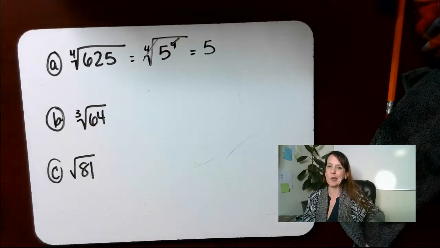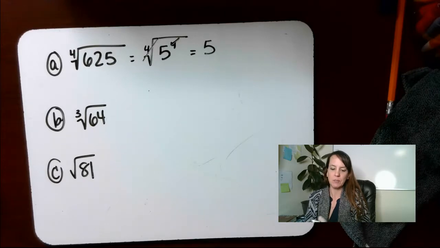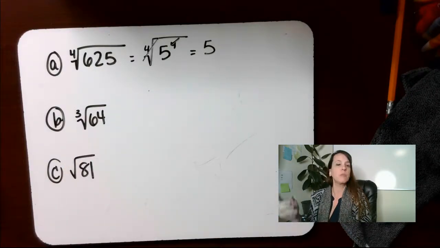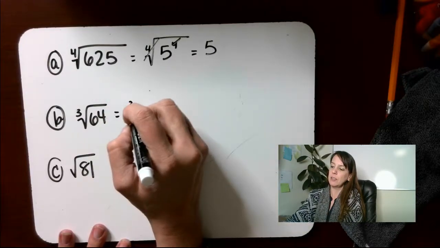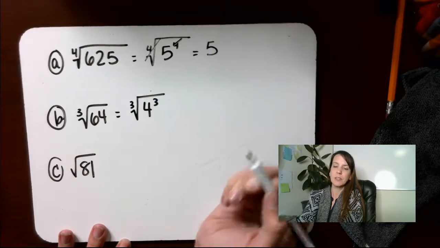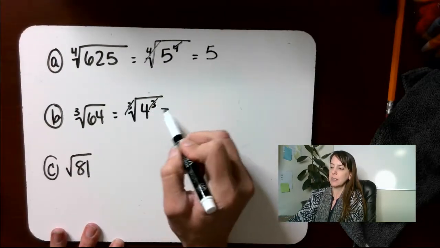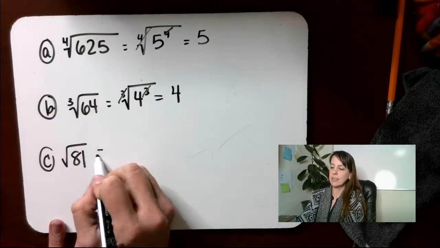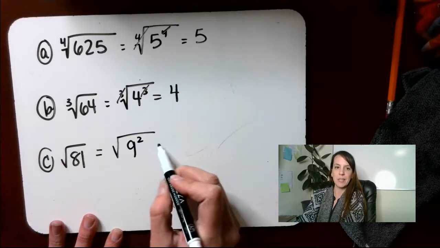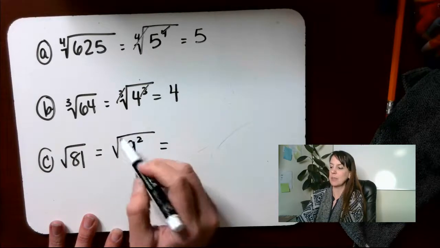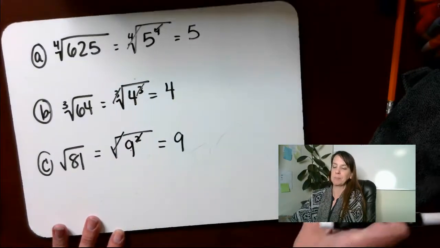64, something to the third power that gives me 64. Well, we know 3 to the third gives us 27, right? So how about 4 to the third? Let's see. 4 to the third gives us 64. Perfect. So we've got the cube root of 4 to the third, right? This cancels out with this, and I'm left with 4. All right, square root. So we know this is going to be the square root of something squared that gives me 81. We know 9 squared gives us 81. Cancel out, I get 9.